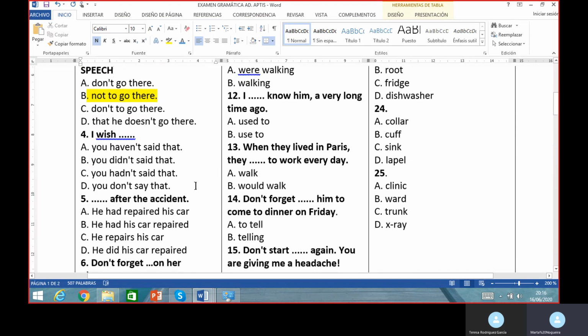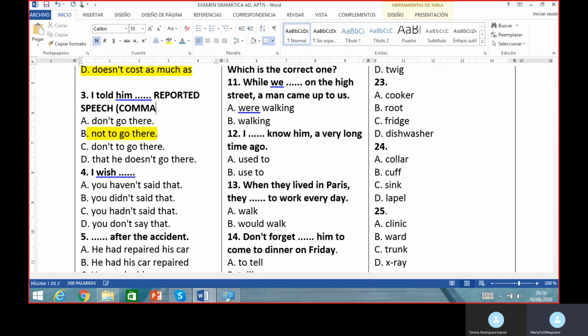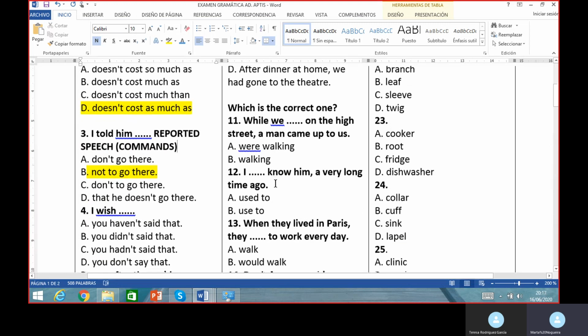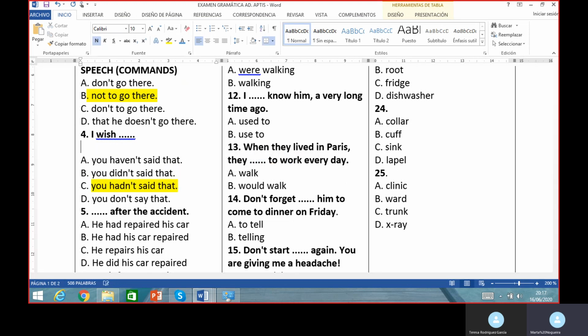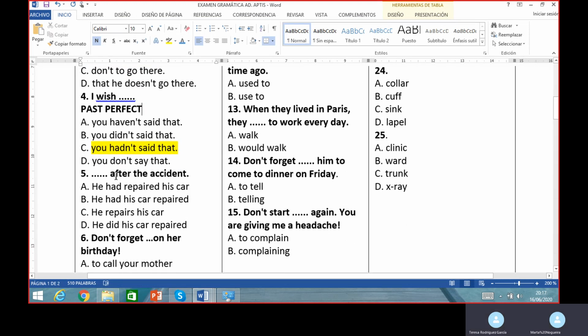Not to go there, because this is the structure of reported speech in commands. Okay, just in case someone doesn't know. For "I wish you hadn't said that": when we want to refer to the past, we're going to put it in past perfect. Good. Pero Marta, ahí.